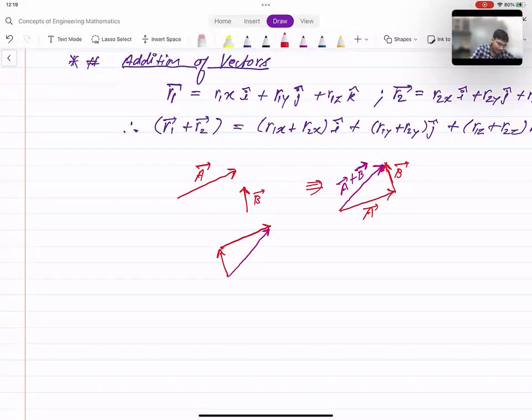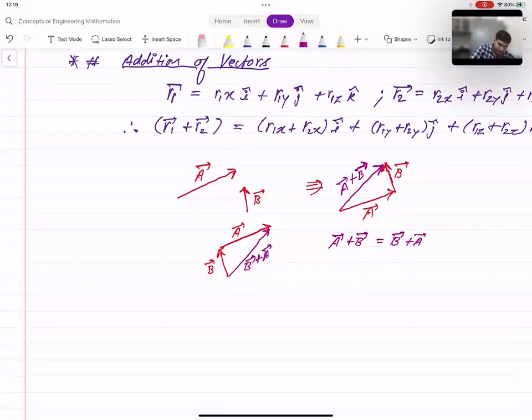And as I have mentioned, if the magnitude and direction of two vectors are the same, they are basically equal. So this was our vector A and this is vector B. Now this new vector represents vector B plus vector A. And from here we can say that vector A plus B is the same as vector B plus vector A. So this means that the vector sum is commutative.